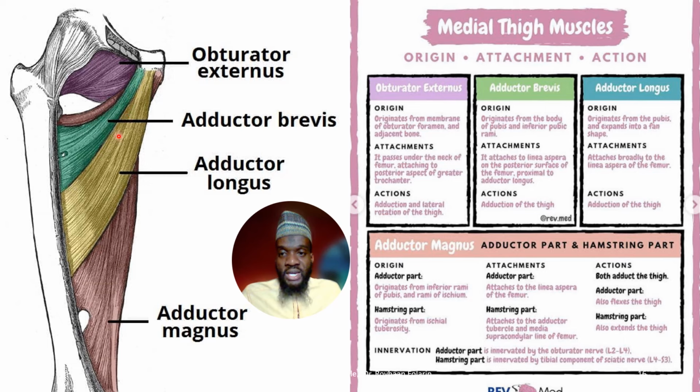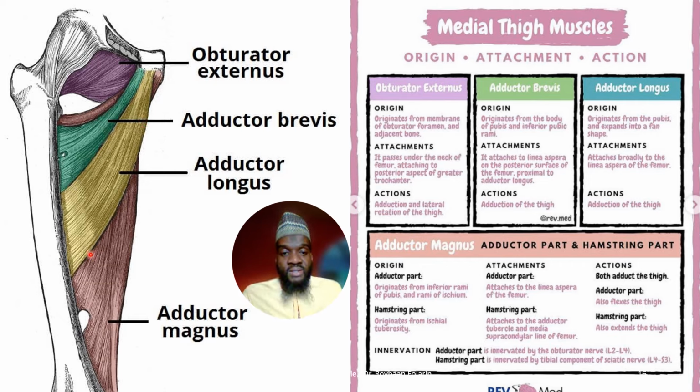So let's talk about the adductor longus, which originates as well from the pubis and expands into a fan shape, which you can appreciate here, and then it inserts also into the linea aspera. It attaches broadly to the linea aspera of the femur, and upon doing that, it also adducts. It's one of the adductors in the medial compartment of the thigh. So it's longer than the brevis, and that name is well deserved.